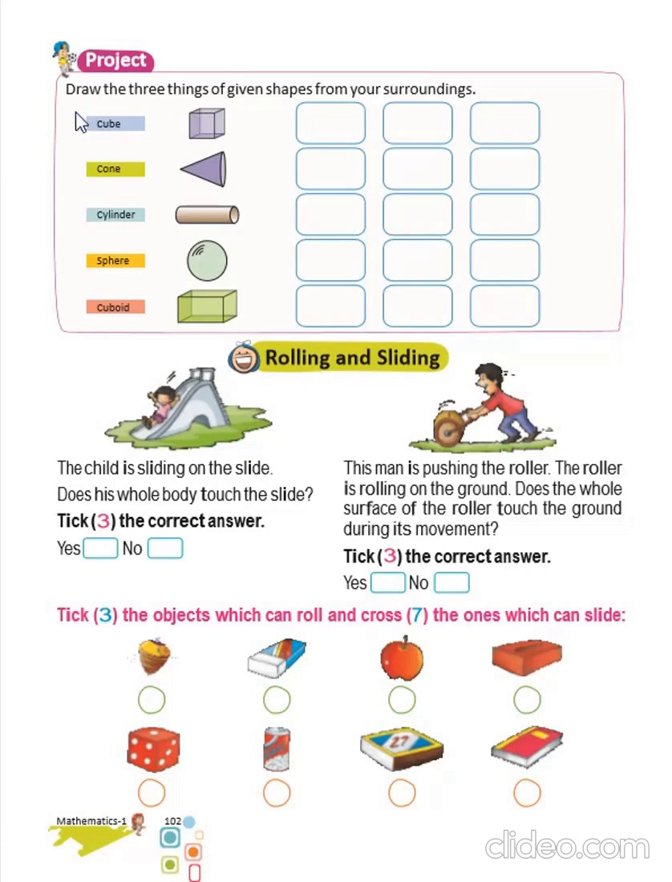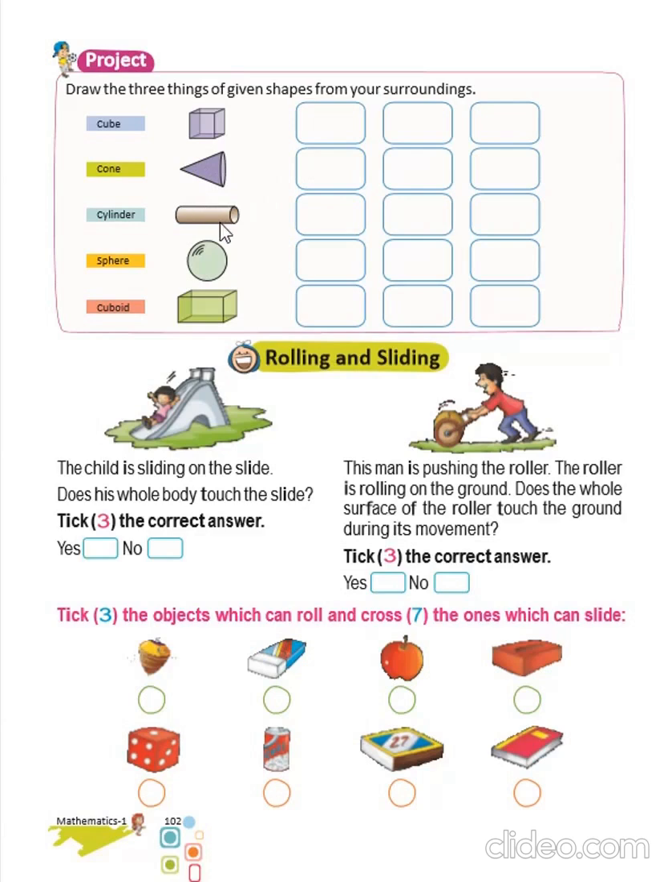Now come to this. What we have to do in this? We have to draw three things that are the same as given in this example. Cube. So we can draw like a dice. We can draw like this in this cone. What can we draw? We can draw a birthday cap.